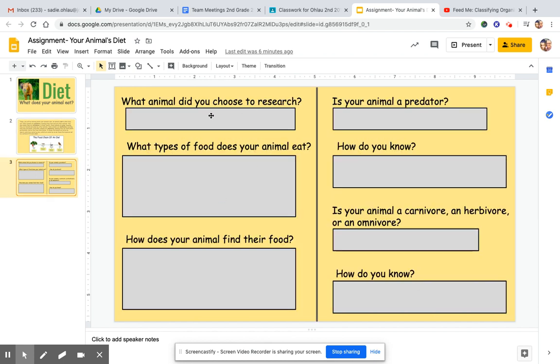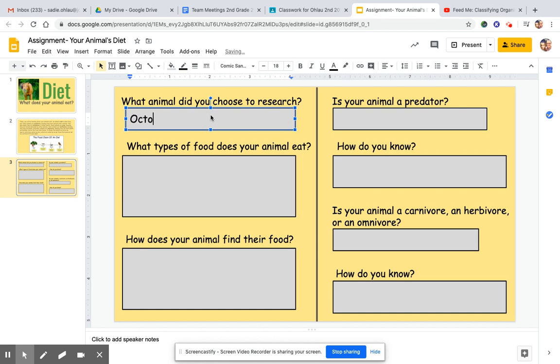What animal did you choose to research? We're going to use my example from yesterday, the octopus. And this is just for an example, of course. When you are doing your own assignment, you will put your own animal that you chose. What types of food does your animal eat? What does an octopus eat?